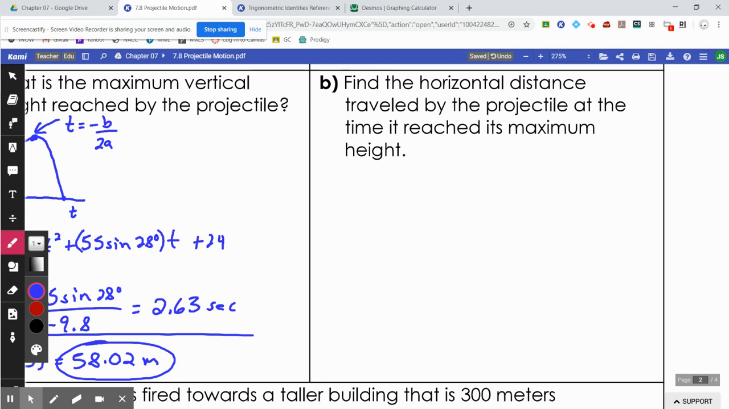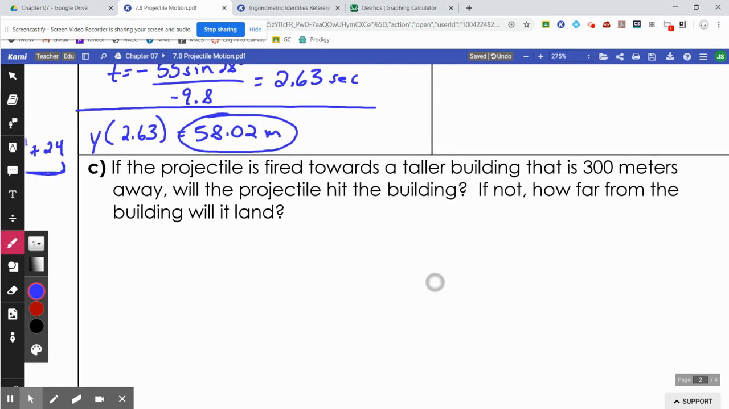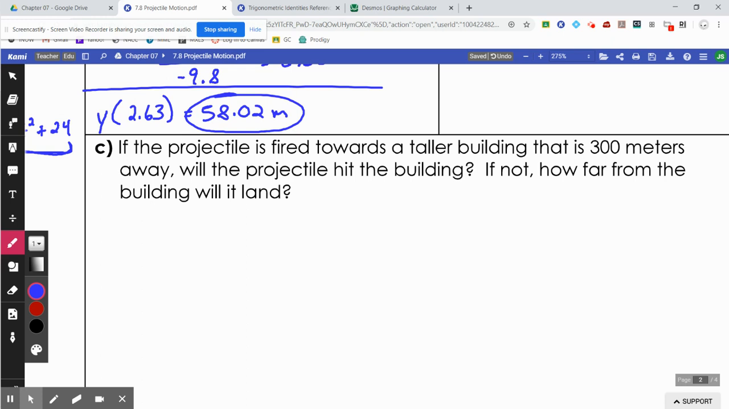Find the horizontal distance traveled by the projectile at the time it reaches its maximum height. So it reached its maximum height at 2.63 seconds. So we're simply looking for the horizontal distance traveled at 2.63 seconds. So we're just going to plug that into our x equation to find the horizontal distance, and you get 127.72 meters.